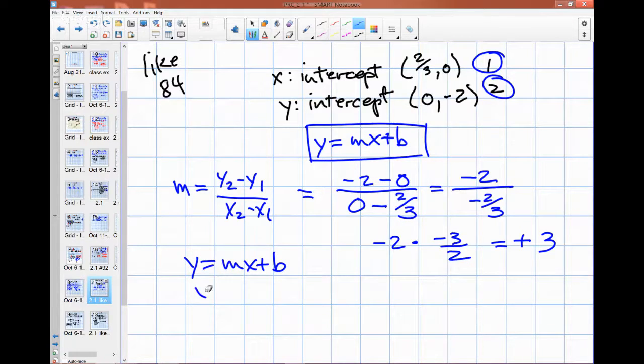So y equals 3x plus b. Do I have to do any calculating to find the y-intercept? No. They gave it to us. It's right here: -2. So save yourself the trouble.